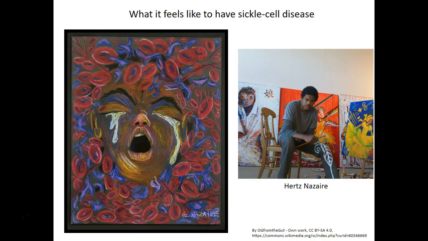So let me just quickly go through sickle cell disease, and then we'll take a break. So sickle cell disease is where there's a mutation in the globin molecule, so that one amino acid is changed. And this is an artist who has sickle cell disease. And he does paintings representing what it feels like when there's a sickle cell crisis.